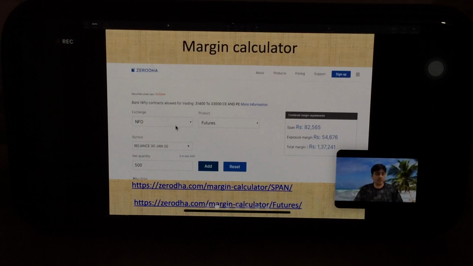Like for this example, this is also Reliance, but it was January. So in January 2020, the margin needed in account was 1,37,241 for Reliance to buy or to short one lot. One lot is equal to, that time it was 500 lot. Now it's 250 lot, right? Since price has increased, that's why the lot size has decreased from 500 to 250 to keep the contract value around 10 lakhs, less than 10 lakhs, right?